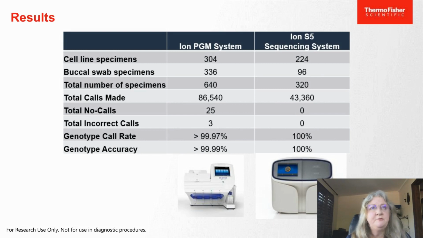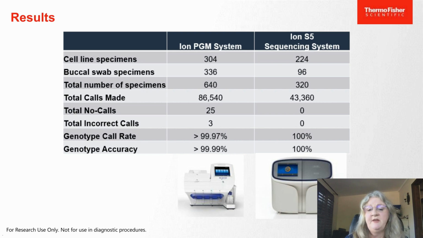All right, so I've talked to you about how we developed the assay and the analysis solution. Now let me show you some results. So these are results that we got from our V&V process. We measured 304 cell line specimens on the PGM system, 336 buccal swab specimens for a total of 640 specimens, and an additional 320 specimens on the S5 sequencing system.